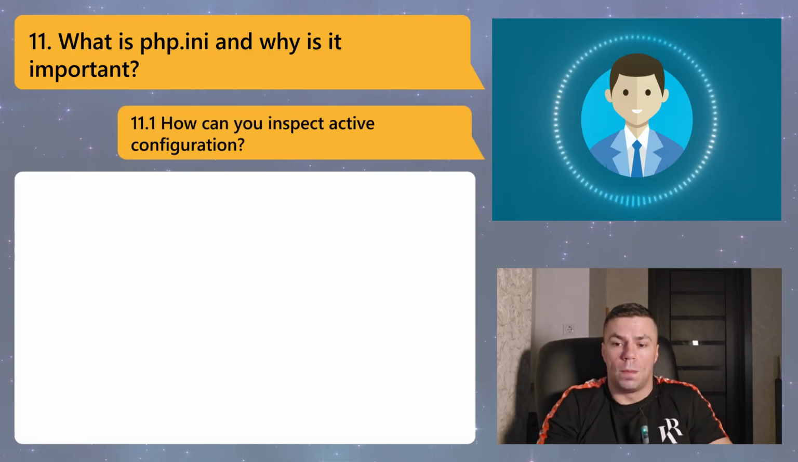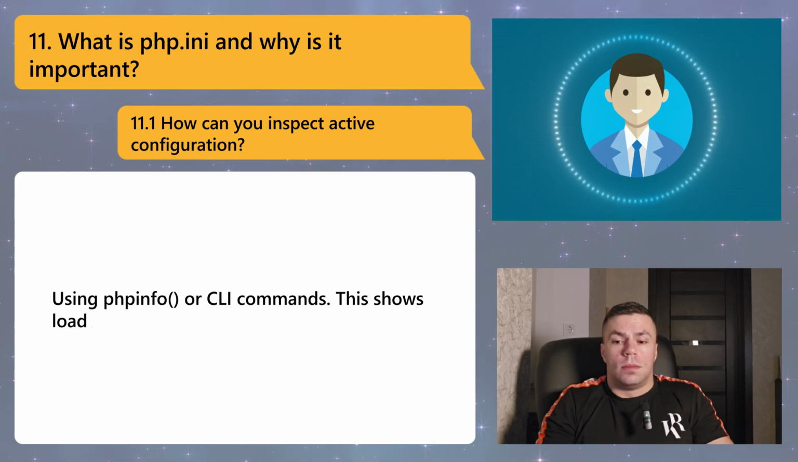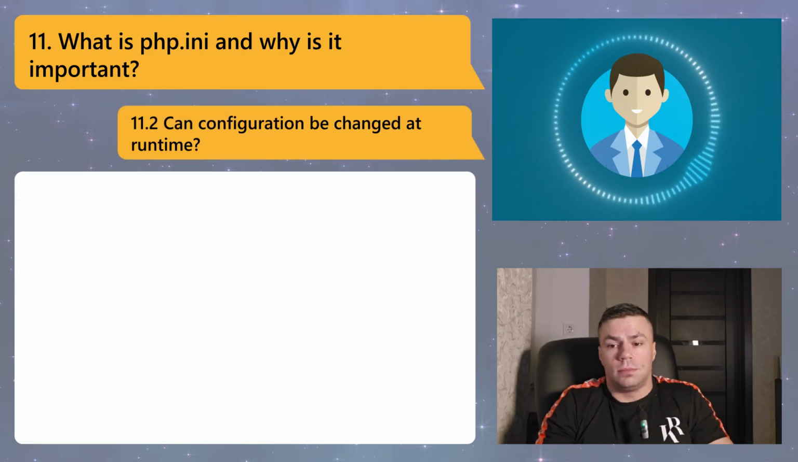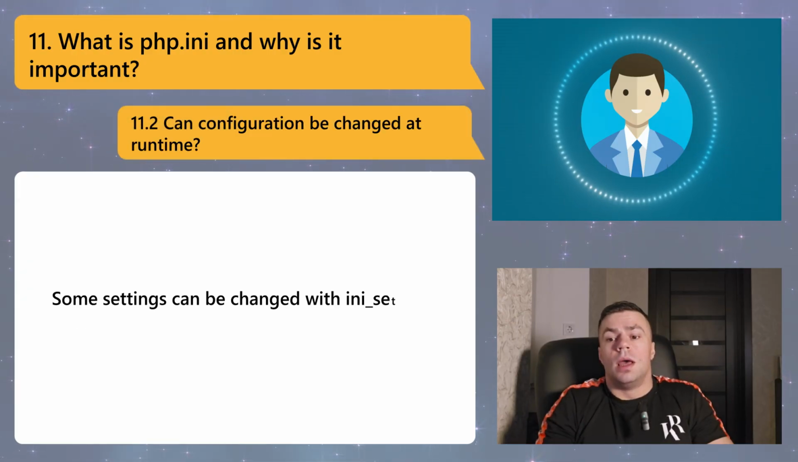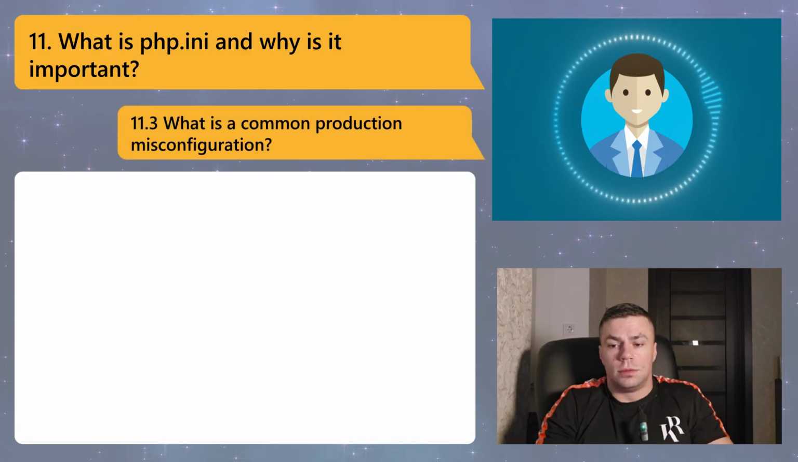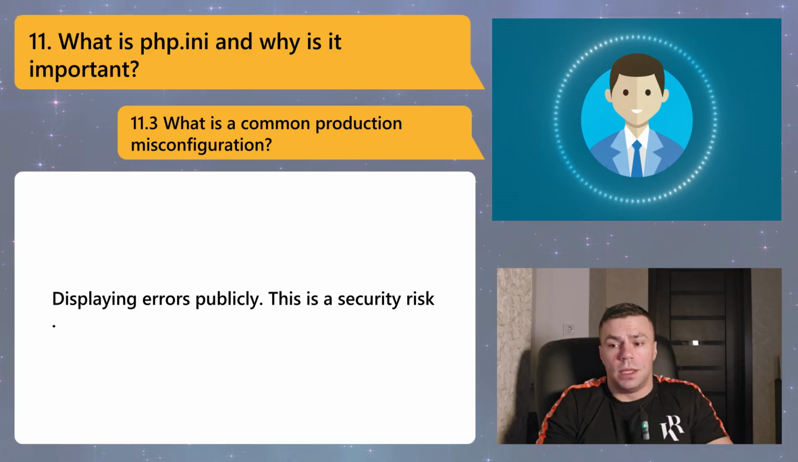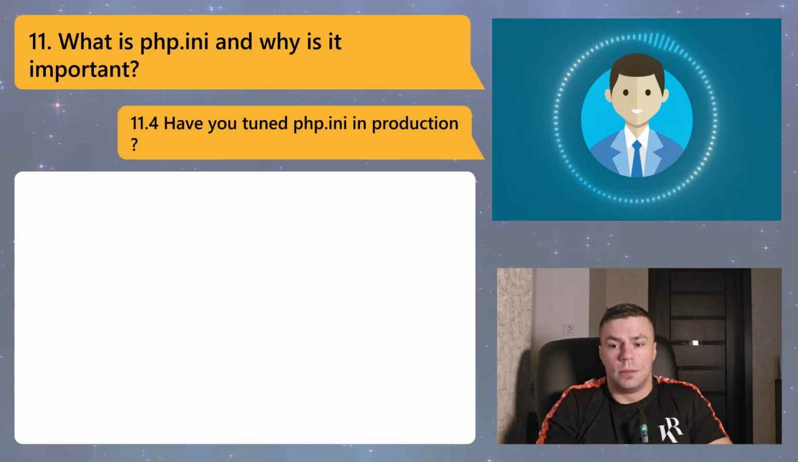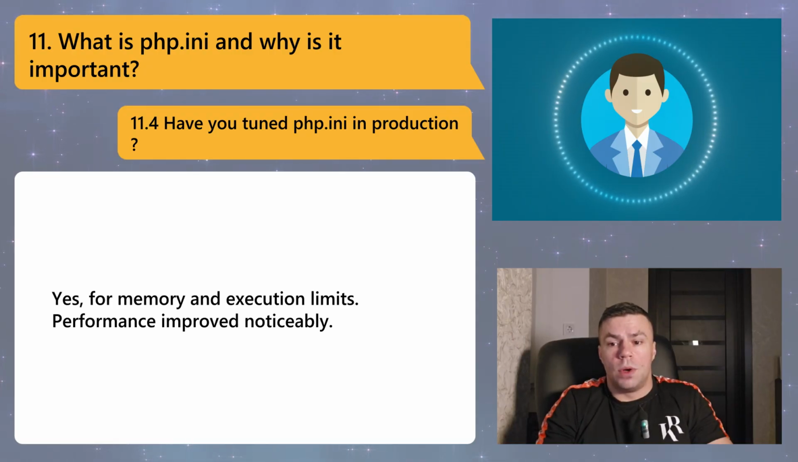How can you inspect active configuration? Using the phpinfo function or CLI commands. This shows loaded settings. Can configuration be changed at runtime? Some settings can be changed via ini_set, others are immutable. What is a common production misconfiguration? Displaying errors publicly. This is a security risk. Have you tuned php.ini in production? Yes, for memory and execution limits. Performance improved noticeably.